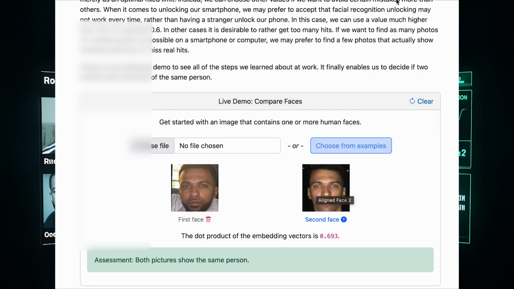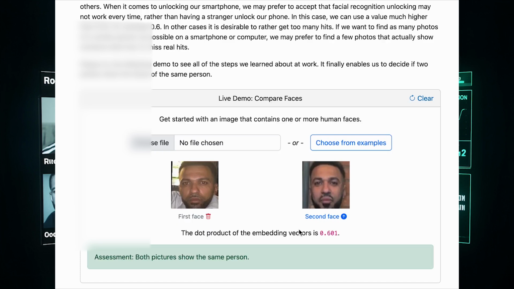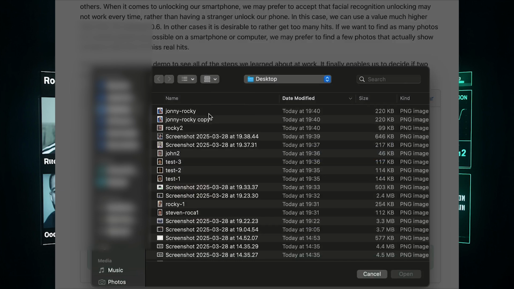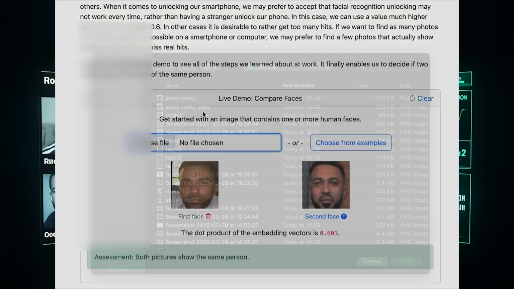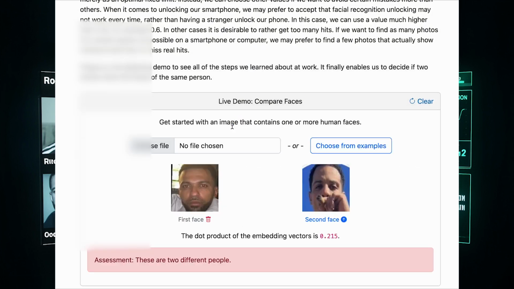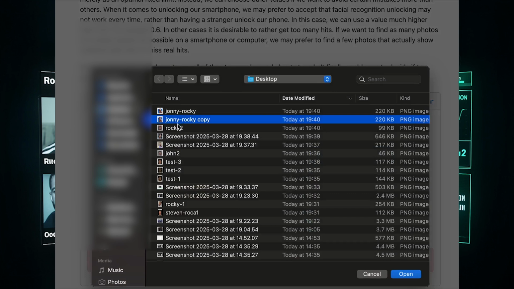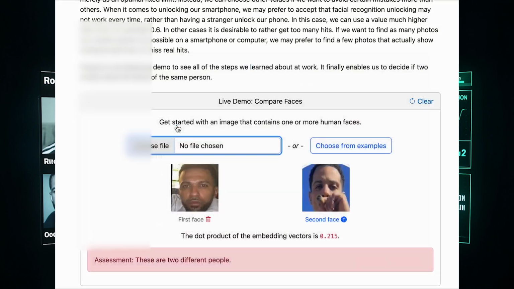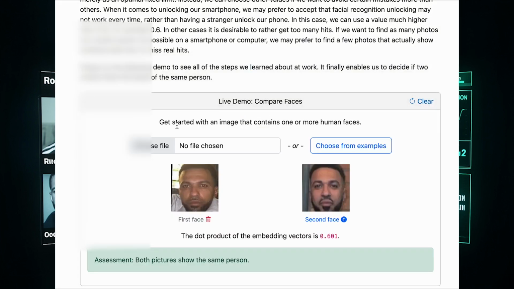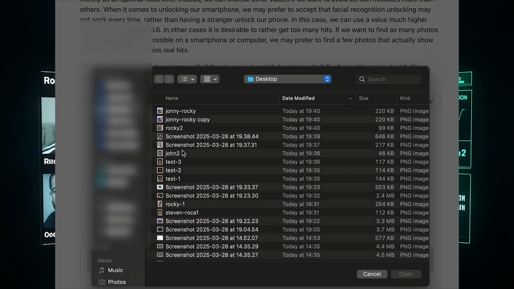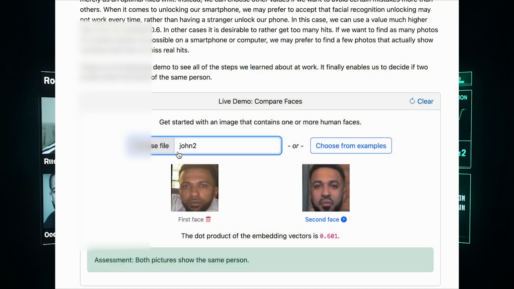Watch closely. When we compare the exact same photo, the score we get is 1, which makes sense because it's a perfect match. But here's something really interesting. When we compare two different photos of Rocky, the score comes out at around 0.6. That tells us the system doesn't think they're identical, but it still sees enough similarity to consider them a possible match. And for context, a score like 0.6 would usually be enough to unlock a phone with Face ID or other biometric systems. It's a strong similarity, just not total certainty.